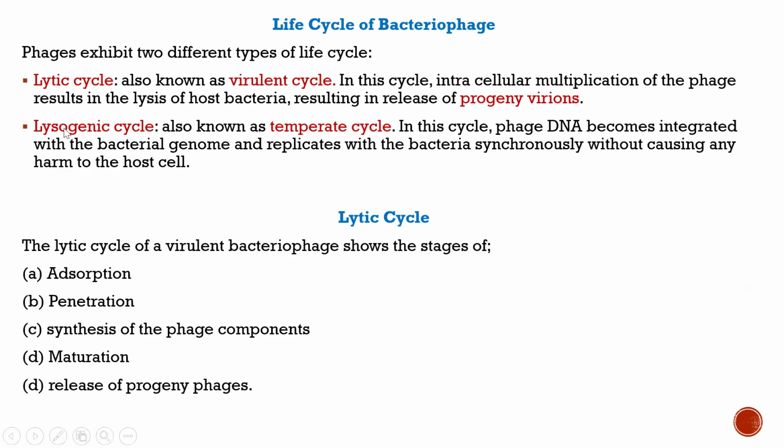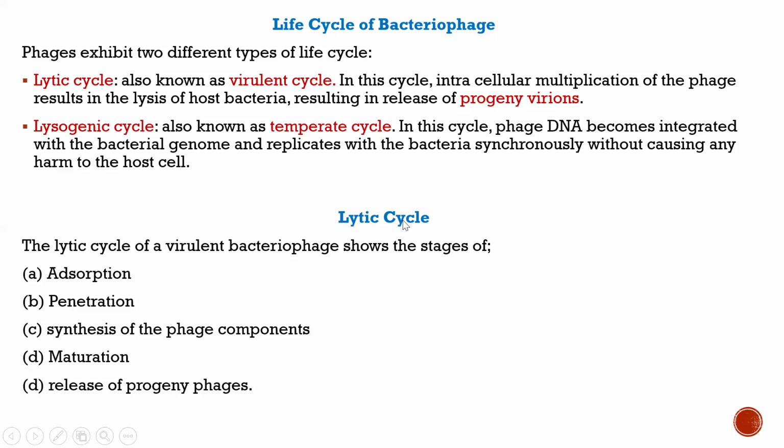But in the lysogenic cycle, which is also known as the temperate cycle, the phage DNA becomes integrated in the bacterial genome and replicates with the bacteria synchronously without causing any harm to the host. Unlike the lytic cycle that causes harm to the bacterial cell, the lysogenic cycle doesn't cause harm. Rather, it will integrate its genetic material, maybe DNA, into the bacteria's own, and then as the bacteria multiply or replicate, it also replicates with it. All right, so that's the major difference between the lytic and the lysogenic cycle.